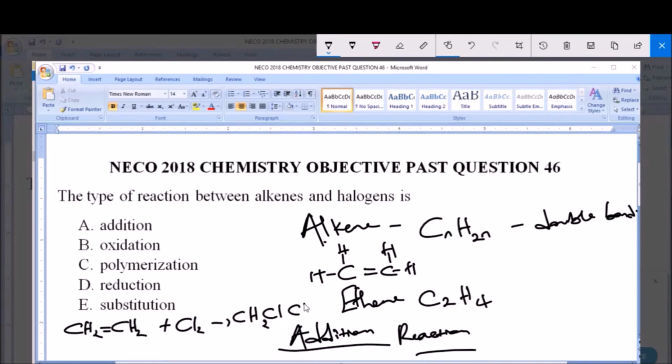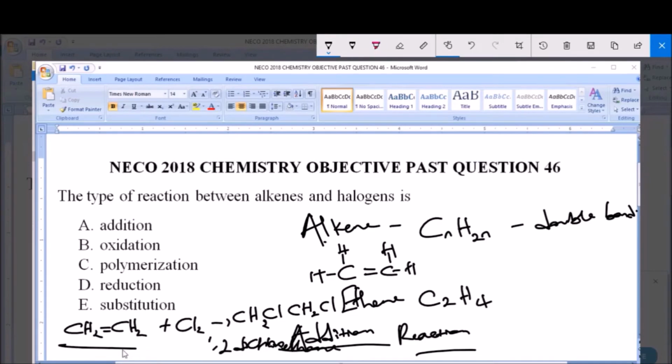CH2Cl, CH2Cl. Now if you look at this, the double bond has been broken, thereby attaching what? Two atoms to this molecule. So therefore we say ethene plus chlorine will give us what? 1,2-dichloroethane. Now if you look at this reaction, we added chlorine to this ethene.